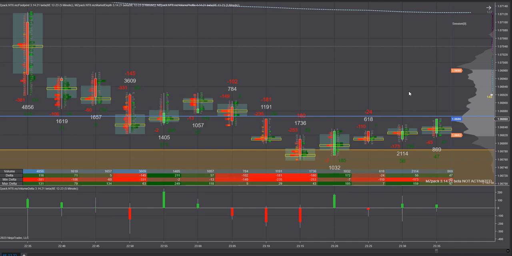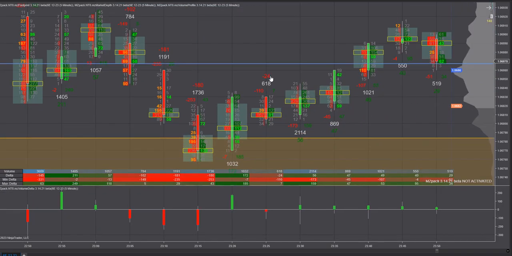But that's it. So this is one of the signs that could manifest itself if you want to take a long trade. The opposite should happen for the short trade if you're looking for a short signal to try to take.